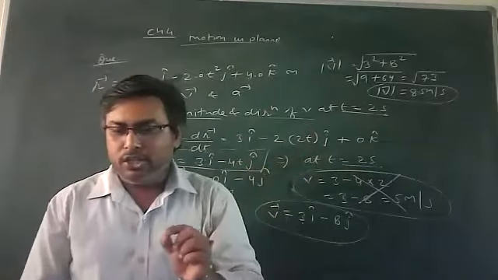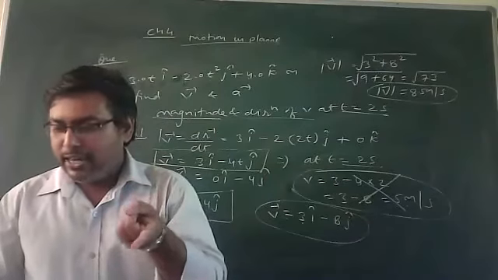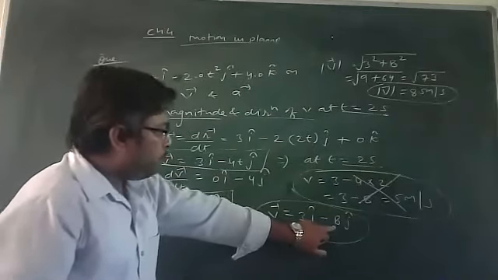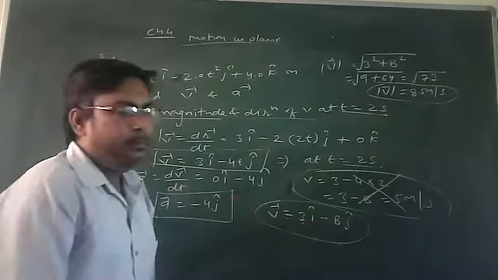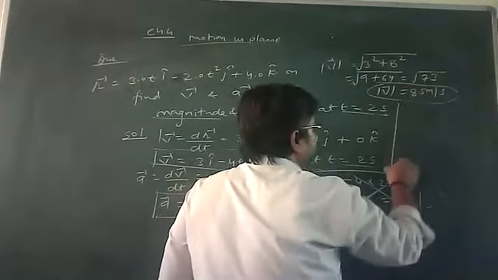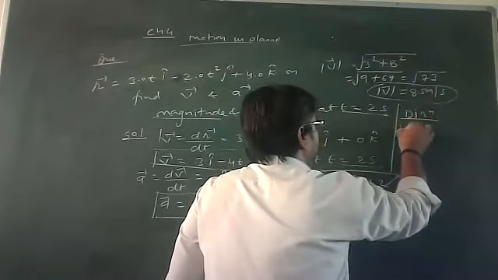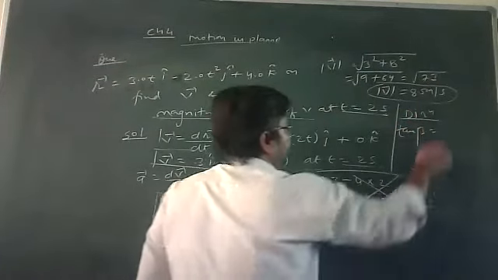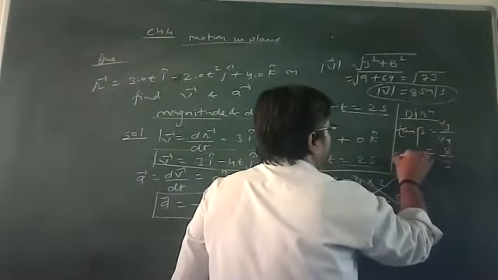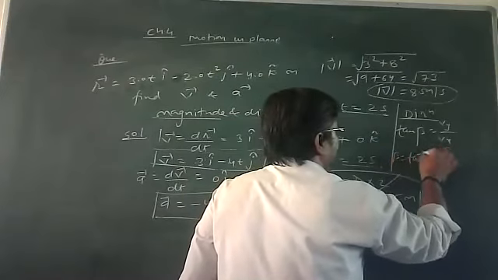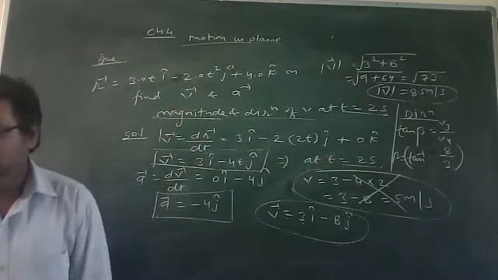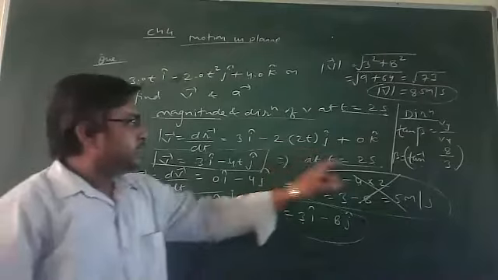One more part of the question remains, that is the direction. Direction you always find as the y component by the x component. What is the y component? 8. What is the x component? 3. For direction, represent tan theta or tan beta as the y component by the x component, so we write 8 by 3. Beta is equal to tan inverse of 8 by 3. This is the direction of velocity.